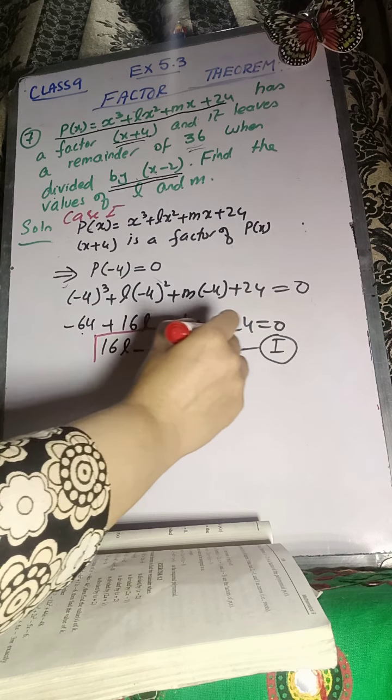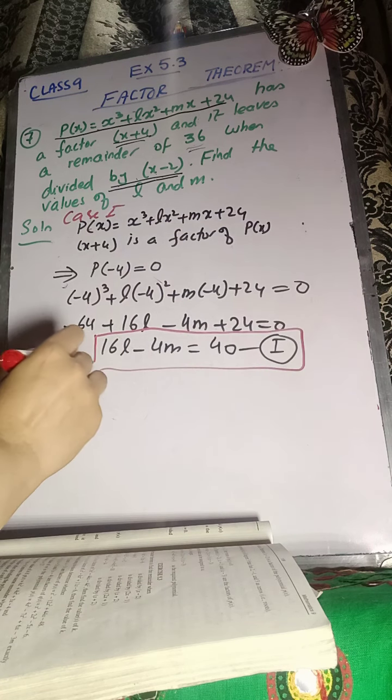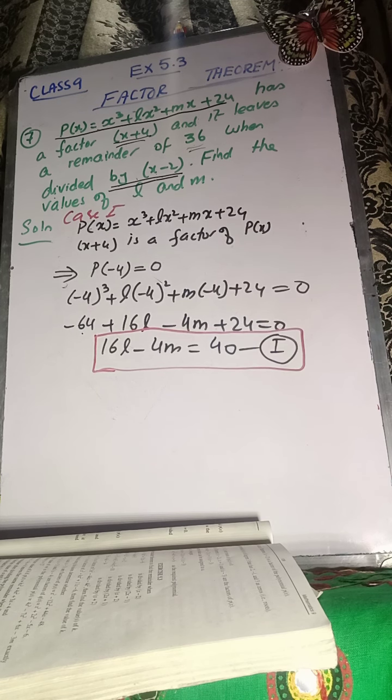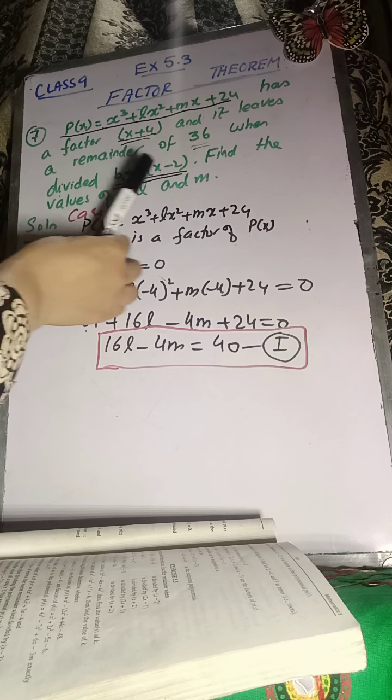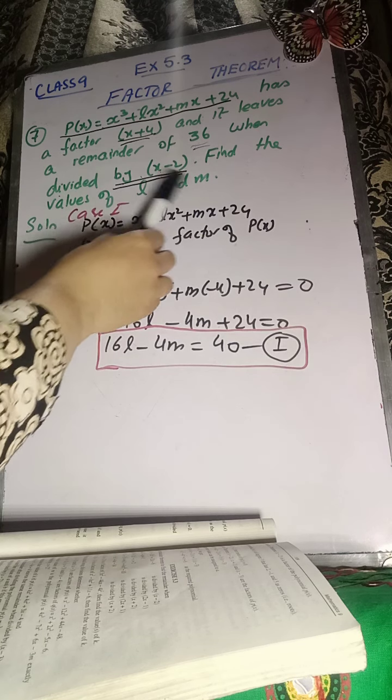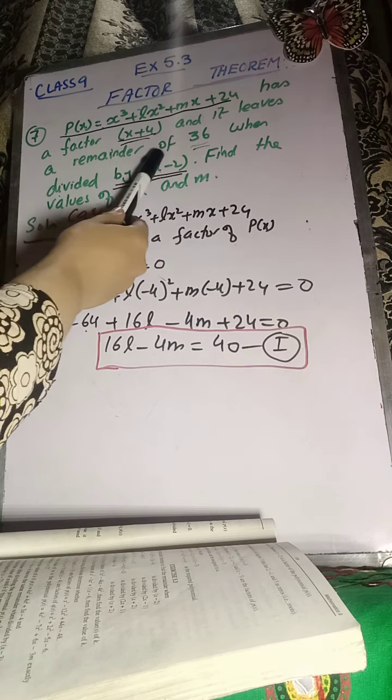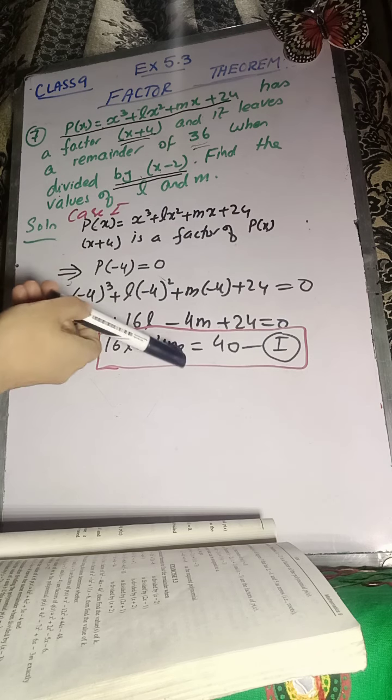Okay, this is the first equation. In order to find the second equation, we are going to use the second condition which is given in the question. Now the next condition that is given to us is that the polynomial leaves a remainder of 36 when it is divided by x minus 2.